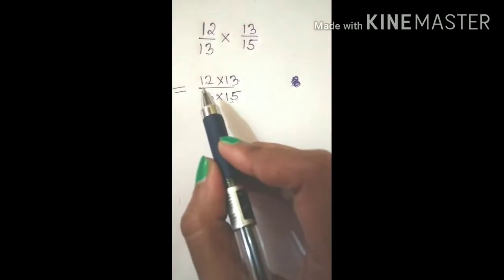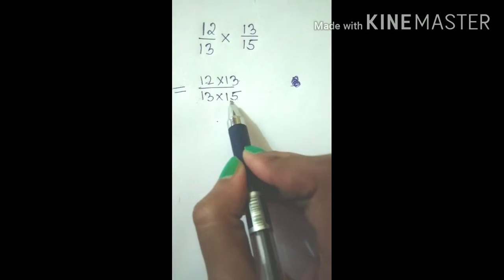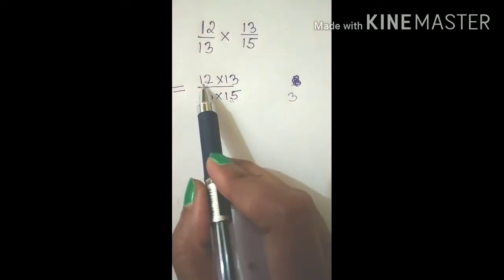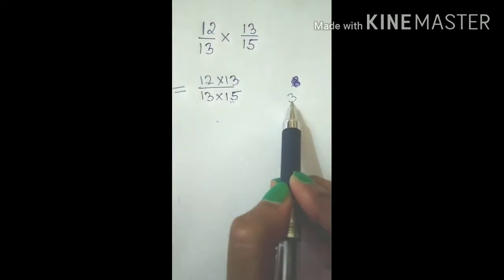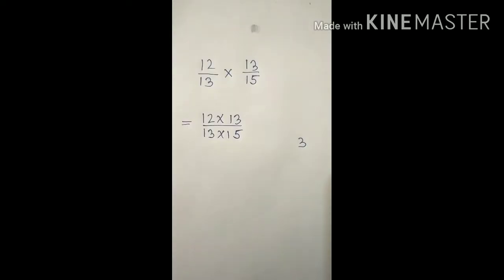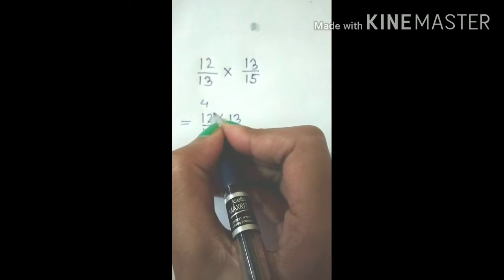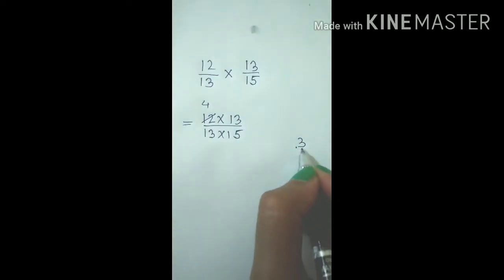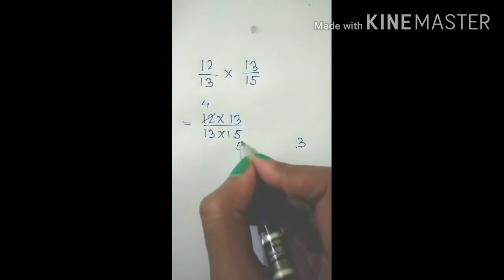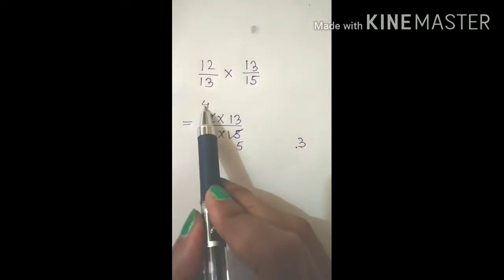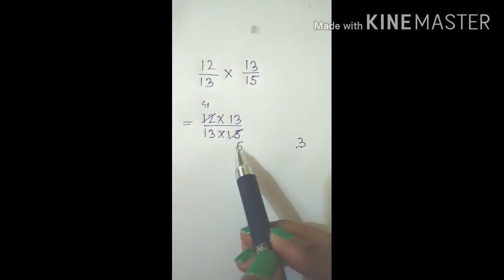Students, here the numerator 12 and 15 have a common factor 3. Hence, we can divide both 12 and 15 by 3. Here, 3 multiplied by 4 is 12 and 3 multiplied by 5 is 15. Now students, there is no common factor between 4 and 5, so we can leave it as it is.